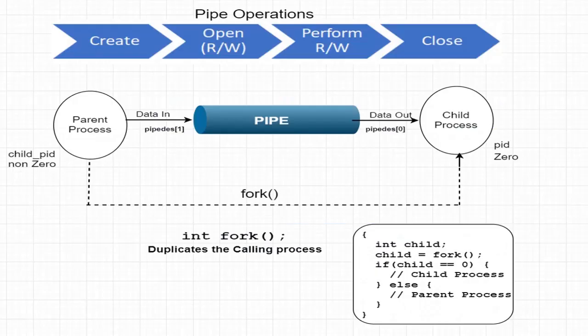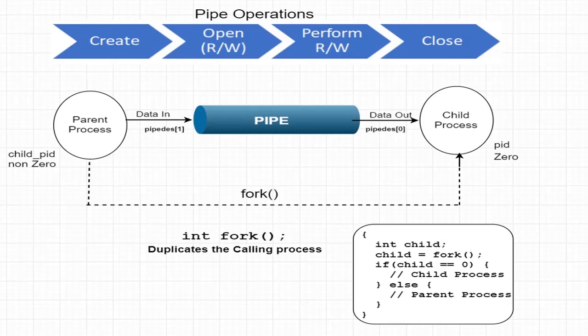For our example, where we have a parent and a child process and use a pipe for communication between them, we create the child process using the fork system call. The fork system call does nothing but duplicate the calling process. It creates a process just by duplicating the calling process, and it assigns a new memory space and a new process ID to the new process.